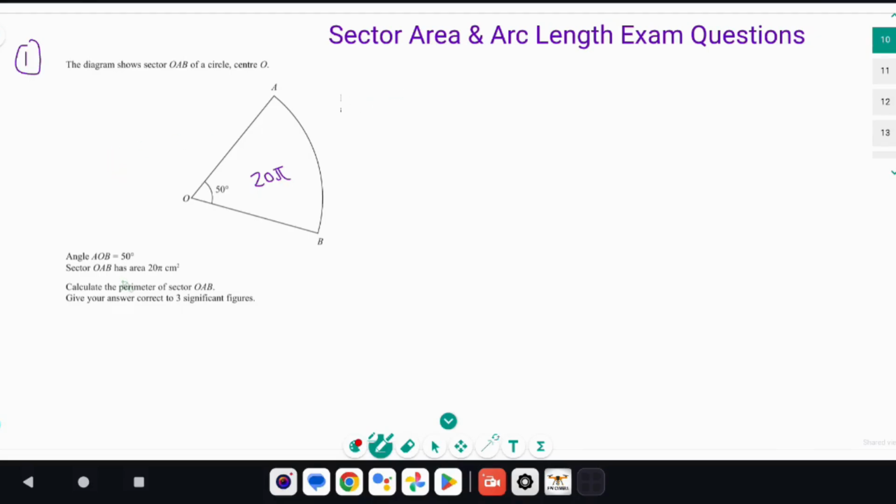Right, so we're told the area. What's our missing information here? We don't have the radius. I'm going to put an X there. Because we can't find the perimeter, we can't find the arc length until we have the radius. So theta over 360 times pi r squared is the formula for sector area. So we know 50 over 360. I've called my r x here.